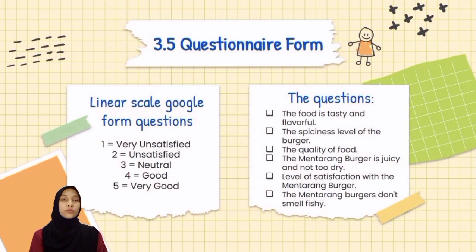Questionnaire form. Okay, we are using linear scale Google form questions, which is a scale from 1 until 5. The first one, 1 is very unsatisfied, 2 is unsatisfied, 3 neutral, 4 good, and 5 is very good. The first question is, the food is tasty and flavorful. Second, the spiciness level of the burger. Third, the quality of food. Fourth, the Mentarang burger is juicy and not too dry. Fifth, level of satisfaction with the Mentarang burger. And lastly, the Mentarang burger doesn't smell fishy.